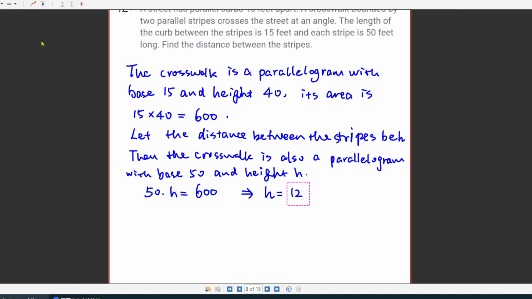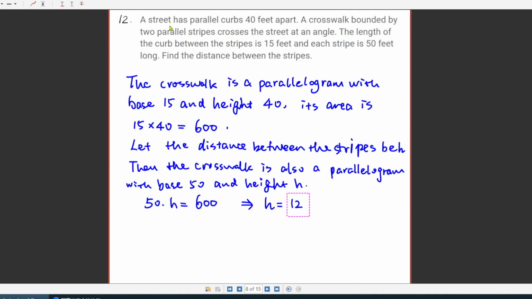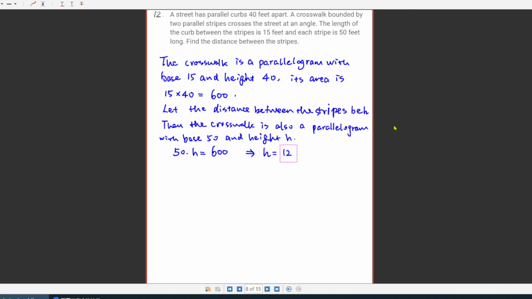Yeah, the diagram is pretty simple. So basically it tells you need to draw 2 lines. This is a street, right? And a crosswalk bounded by 2 parallel strips crosses the street at an angle. So we have another crosswalk here. It tells you that these two curves are 40 feet apart, right?